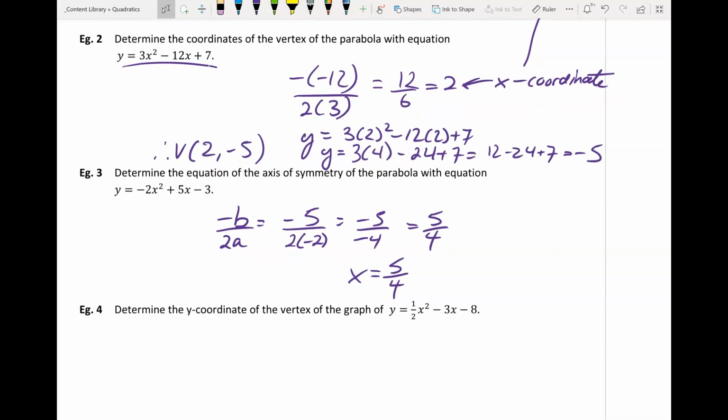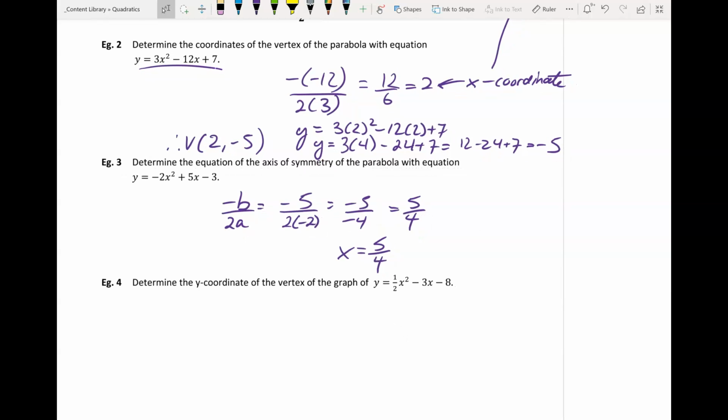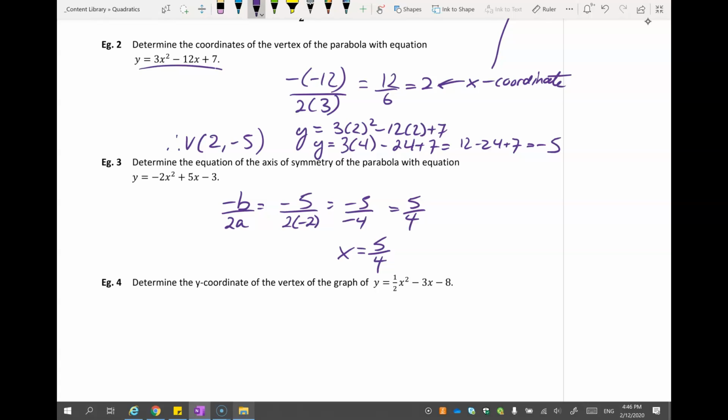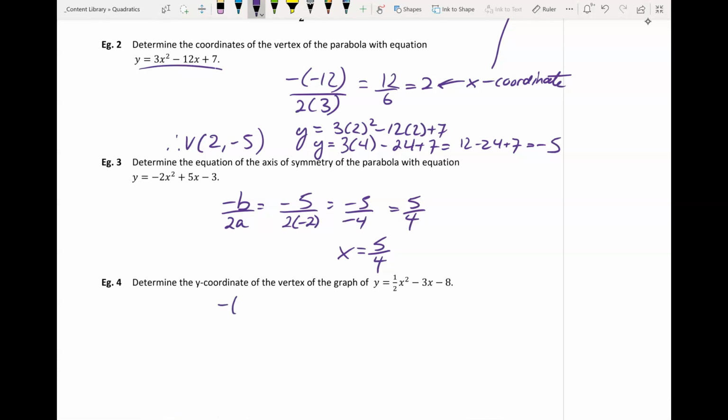The last one, it says determine the y coordinate of the vertex. So it's very similar to question 2, except that we don't need to state our final answer as the vertex. We only care about the y value. So the first thing we can do is find the x coordinate of the vertex. So negative 3 is our b, and a half is our a. So that's positive 3 over 1, which is 3. This is our x coordinate.